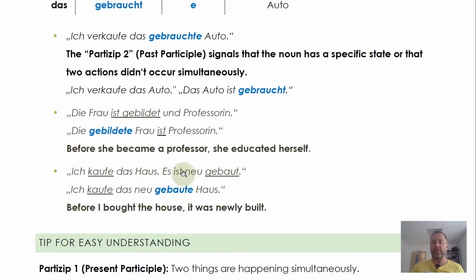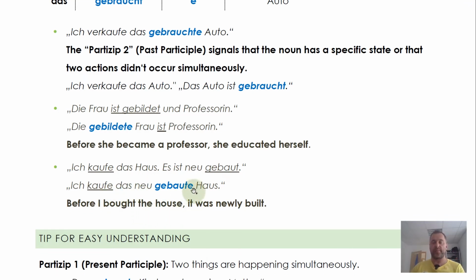And a third example, ich kaufe das Haus, es ist neu gebaut. So I'm buying the house, it's recently or newly, word by word, built. Ich kaufe das neu gebaute Haus. So I'm buying the newly built house. Means I bought the house and before it was built, but now it is built, so it's a state. I don't buy it at the same time like it's being built. That's why I'm using the past participle.